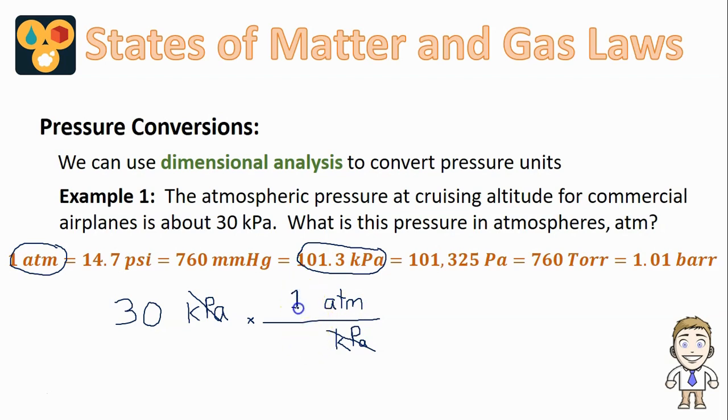1 atmosphere is equal to 101.3 kPa on the bottom. Now we do the math, which is simply 30 times 1, which is just 30, divide by 101.3 to give me an answer of 0.30, rounded off properly. Now this 0.30 is the pressure in atmospheres, and we've answered the question.